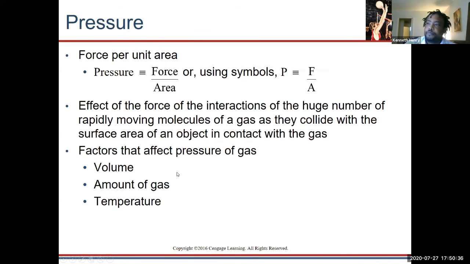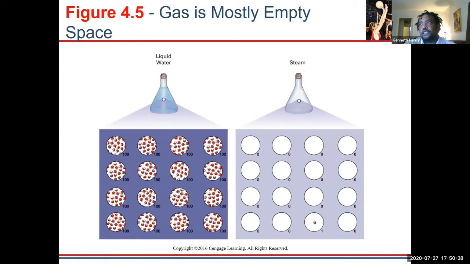Okay, so this is just basically telling you that a lot of the area associated with gases is going to be empty space rather than occupied space, because you have those molecules constantly moving, and you're only going to be able to capture some of them in this.